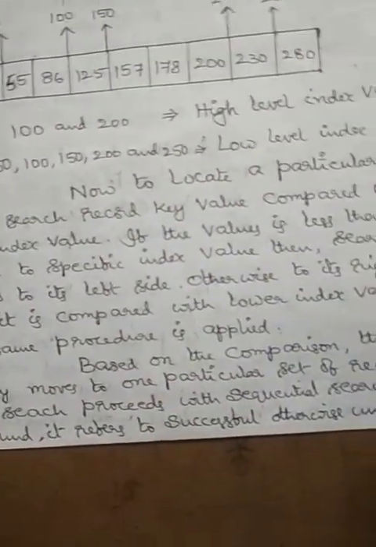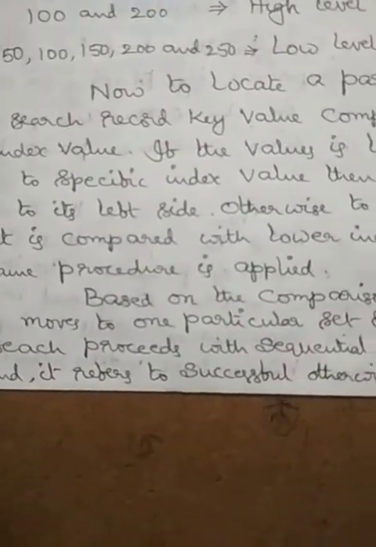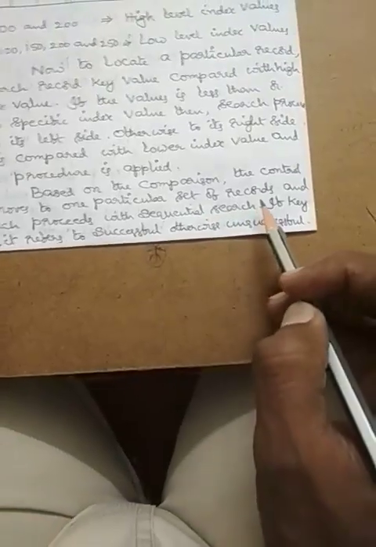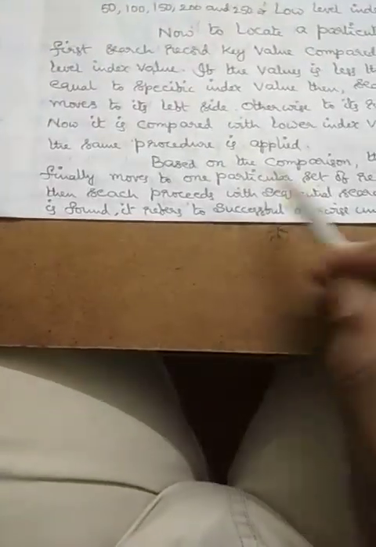Now to locate a particular record, first the search key value is compared with the high level index value. If the value is less than or equal to the specific index value, then the search moves to its left side, otherwise to its right side. Now it is compared with the low level index value and the same procedure is applied. Based on the comparison, the control finally moves to one particular set of records, and then the search proceeds with a sequential search. If the key is found, it is successful, otherwise unsuccessful.